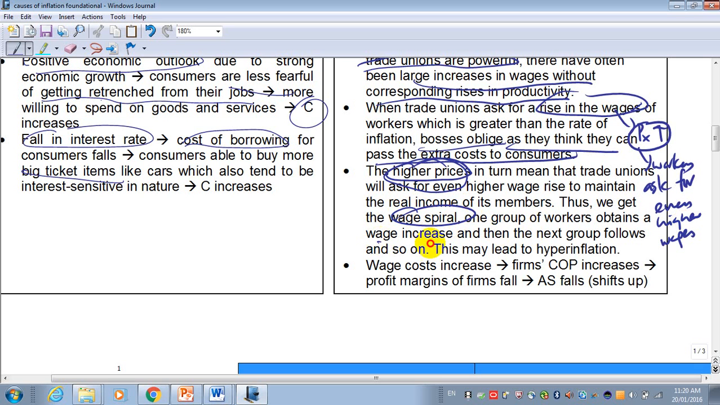One group of workers obtains a wage increase, and then another group will follow, and it becomes a spiral. And this may lead to hyperinflation. This is the wage spiral. One group of workers asks for higher wages, causing prices to increase. And when prices increase, another group of workers may also ask, and that may cause wages in general to increase further. So this may lead to hyperinflation.